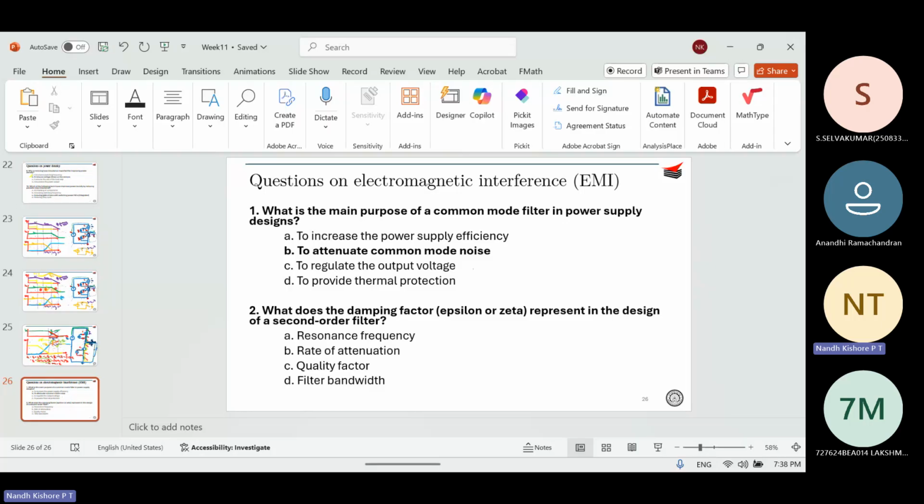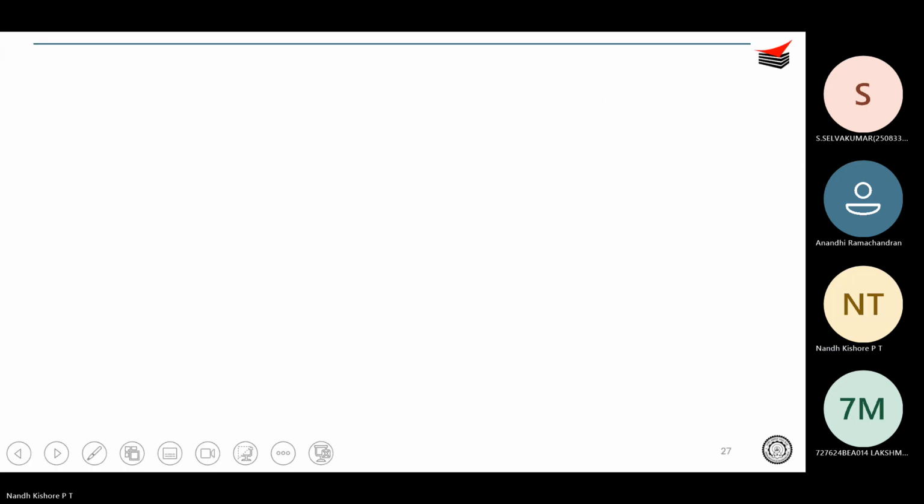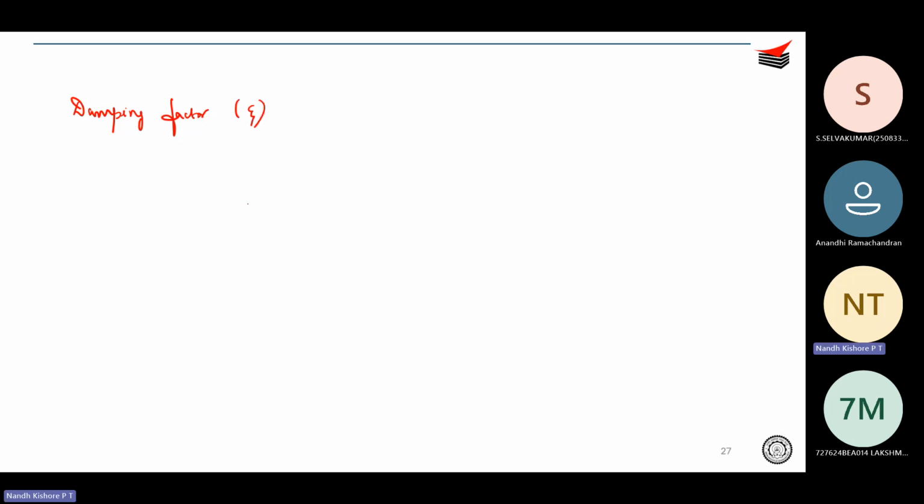Okay, so we will try to derive this logically. If you talk about the damping factor, you have three basic elements in electrical: R, L, and C. So damping is related to which element? Is it resistance, inductance, or capacitance?